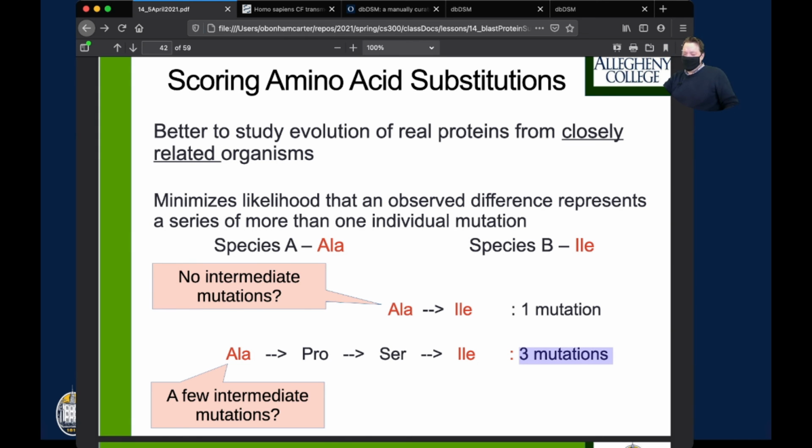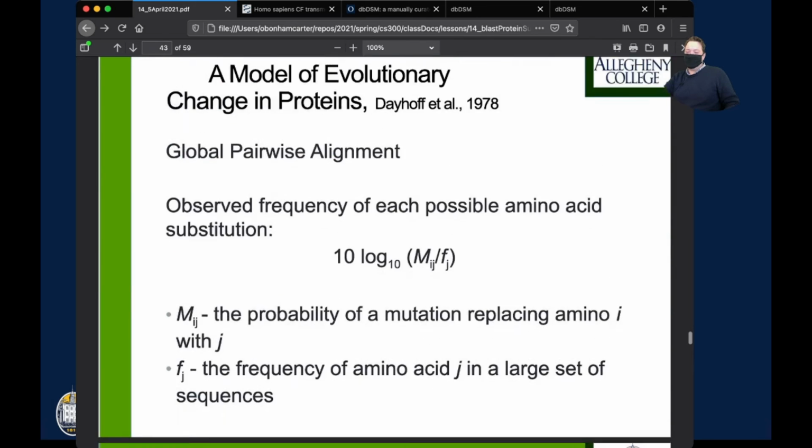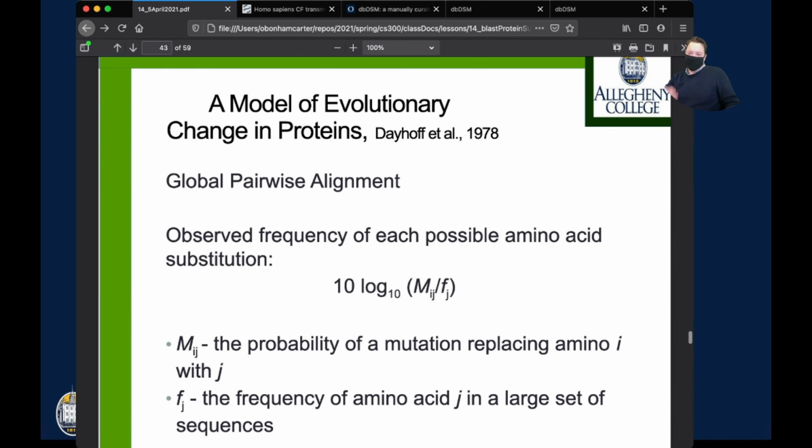And so this will give you some ideas about how different things are from each other. And so we call this the model of evolutionary change in proteins. I'm going to gloss over the math here. Don't worry about that.